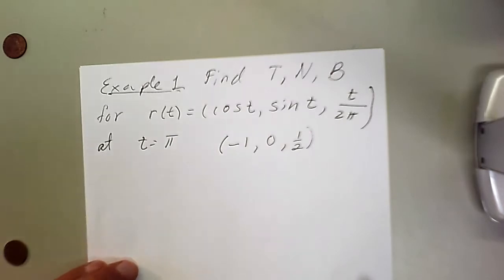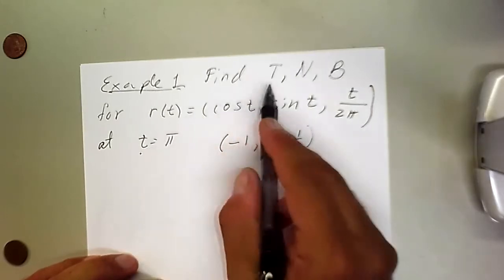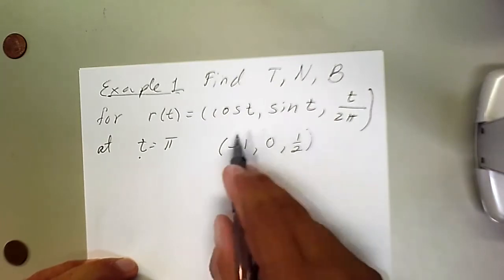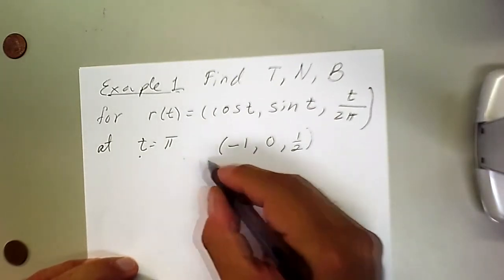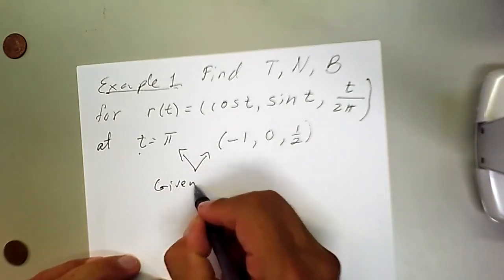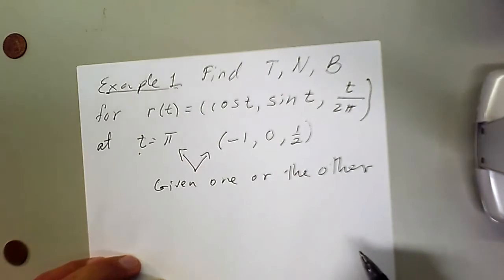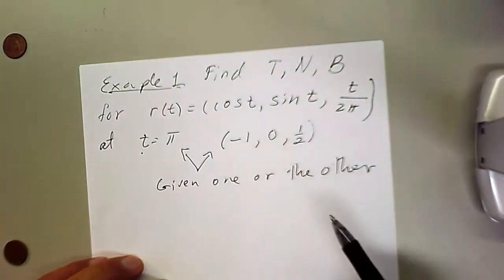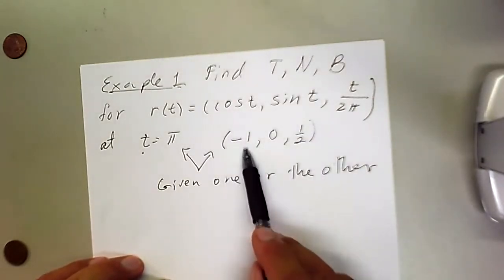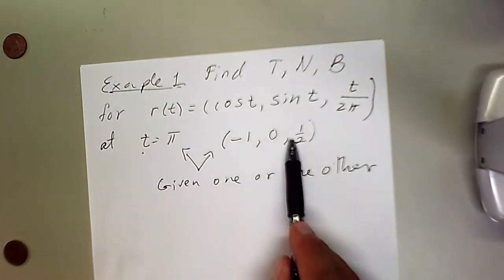Sometimes the book or any textbook will give you the t value at which we want to figure out the tangent, the normal, and the binormal vectors, or the point. Oftentimes we give you one or the other. Typically, we don't give you both, but sometimes we may. If we provide the point, then it is part of your problem to figure out what t value triggers this point.